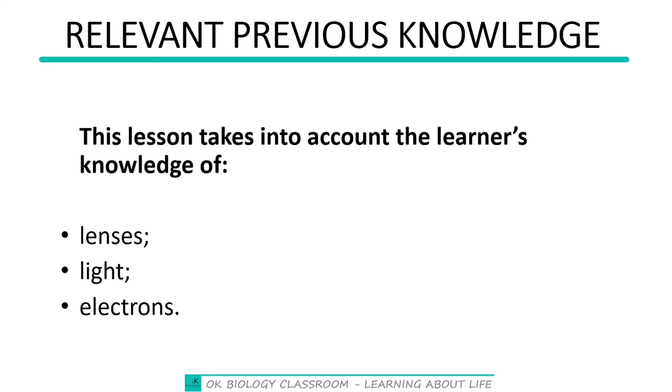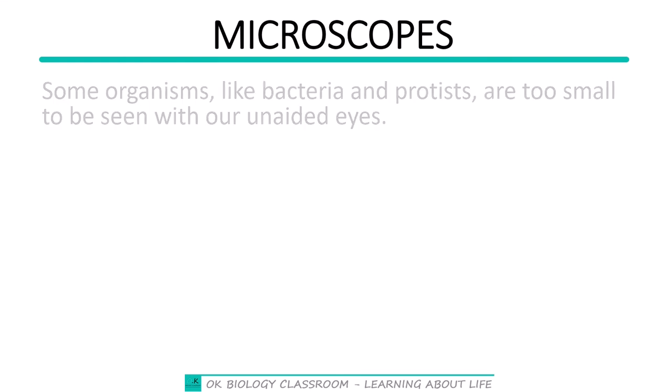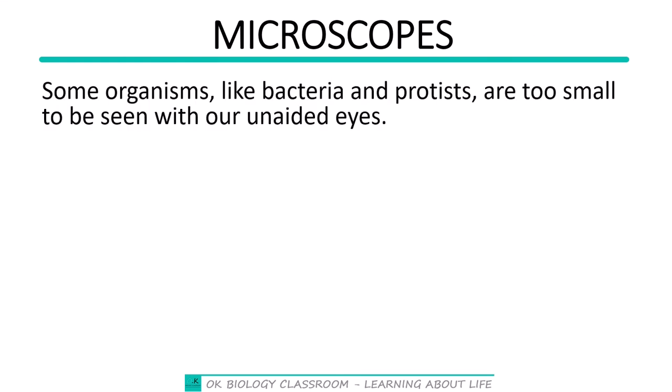So it is important for the student to have knowledge about lenses which are used in microscopes, and you know what light is. And as well, it is good for you to know what electrons are, because we are going to use all these terms in our studies today. Okay, now let's start by describing what a microscope is.